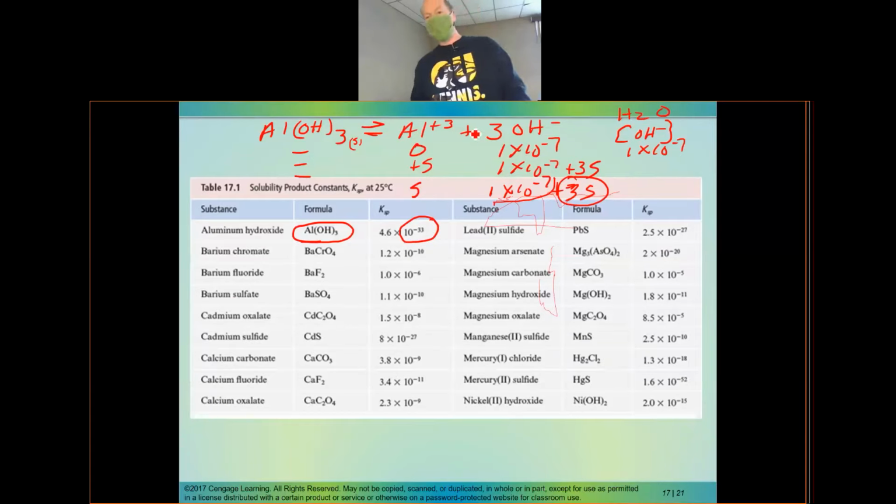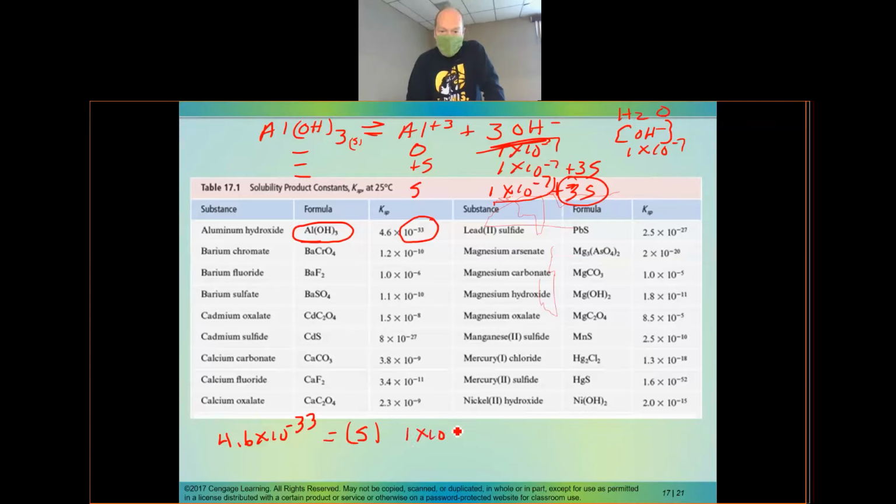All right, so I'm not going to give you an example that has an OH minus because then you got to do the quadratic equation. Well, fine, let's do it. So you have 4.6 times 10 to the minus 33, and that is equal to your Al plus 3, which is S, times the concentration of OH minus, 1 times 10 to the minus 7 plus 3S raised to the third. And then that's your final answer because we're not going to solve that. That's not a quadratic equation. That is an S to the third problem.